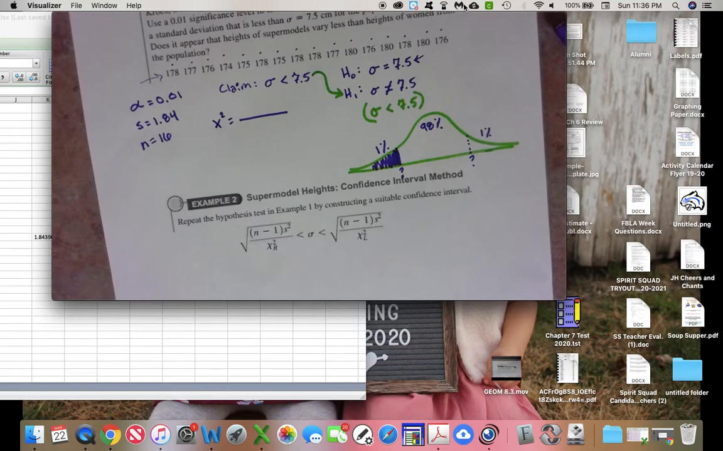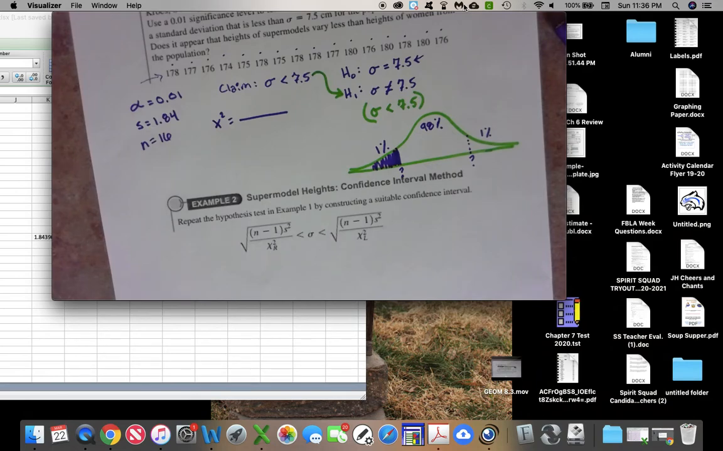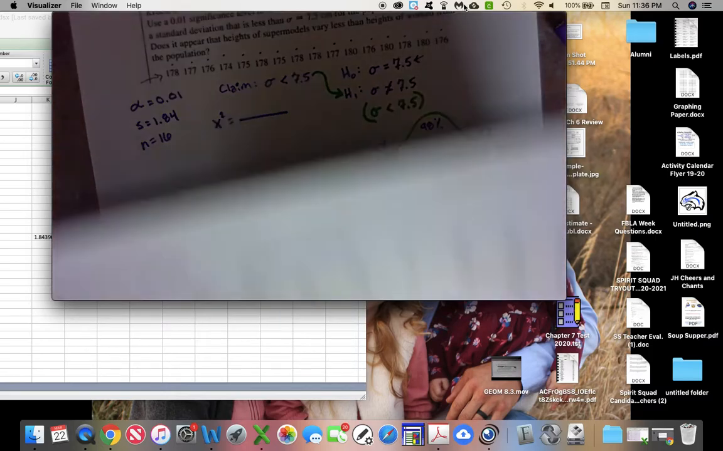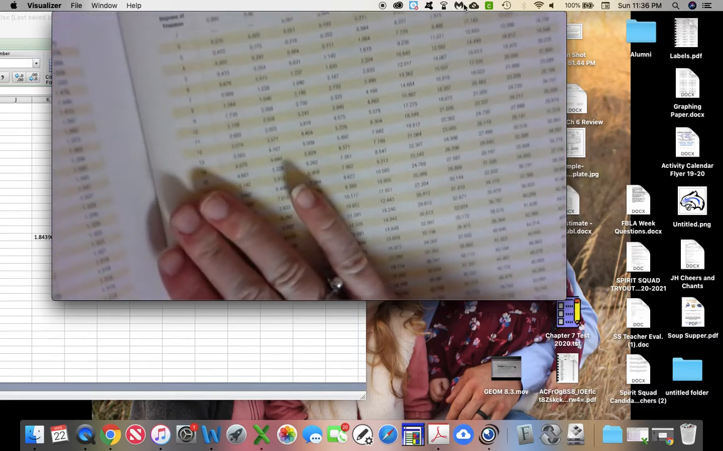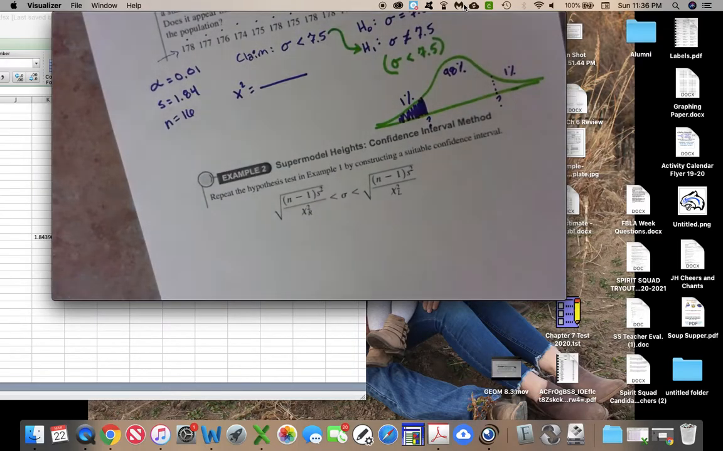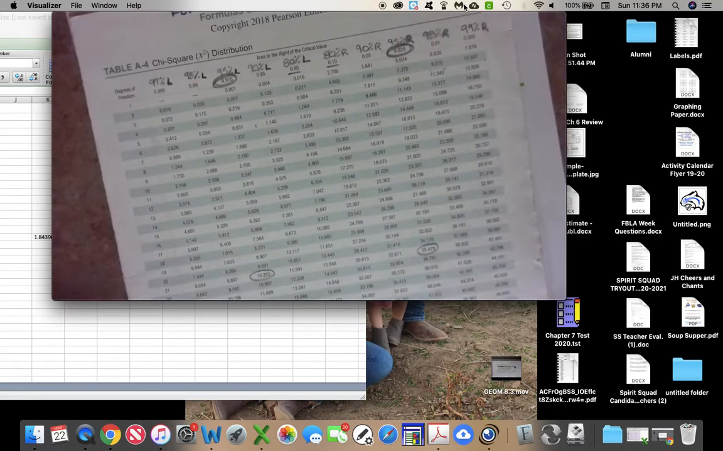I'm going to open it up in my book here. If you guys need this chi-square table and don't have it already, let me know. Put a comment down below, and I can take a picture of this table and send it to you or something.